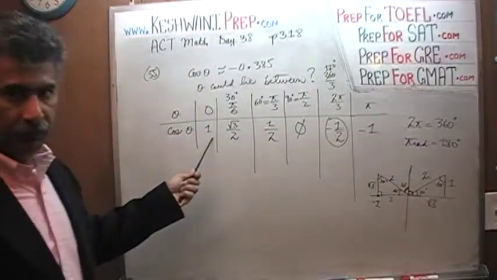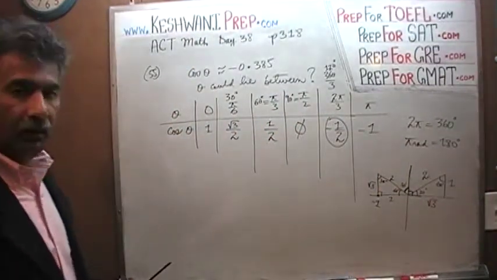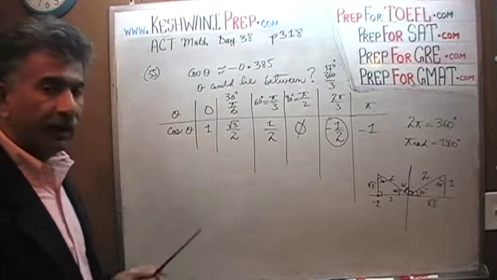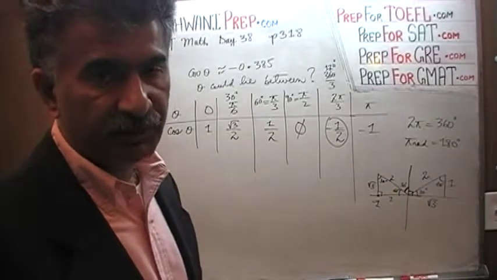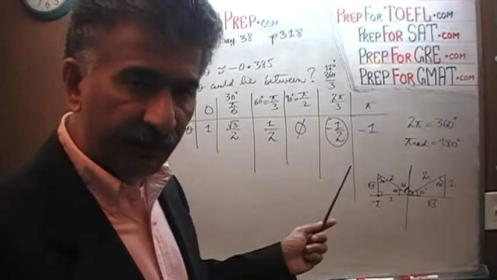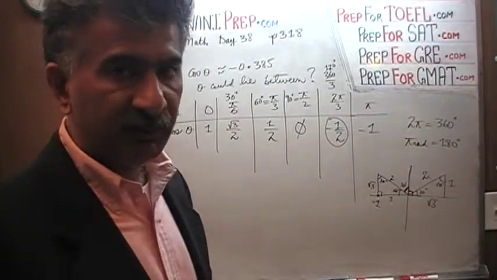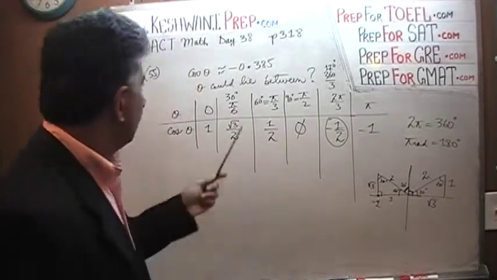Just like it was 1 when it was 0. That's it. We're done. This was the most important part. And if you knew this value by heart, then of course you can do it in a jiffy. You can do it in 2 seconds. And that's what they're trying to see here, if you know your basic trigonometry.